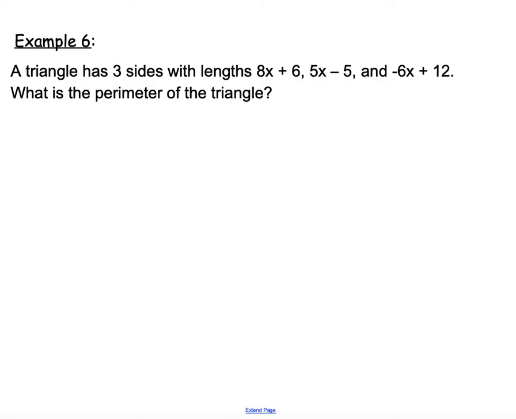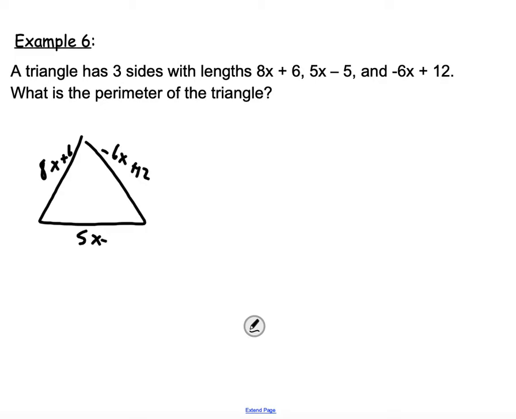All right, a triangle has sides with lengths of 8x plus 6, 5x minus 5, and negative 6x plus 12. So I'm just going to draw out some generic triangle here, and I'm just going to write these lengths in here. We don't really know where they go, but it helps to have them here. So you can put them wherever you want on the triangle. So then it says, what's the perimeter of the triangle? How do you find perimeter? You add up all the sides.